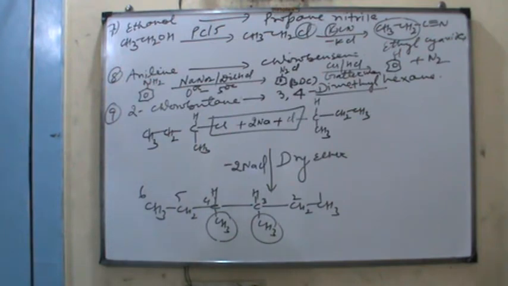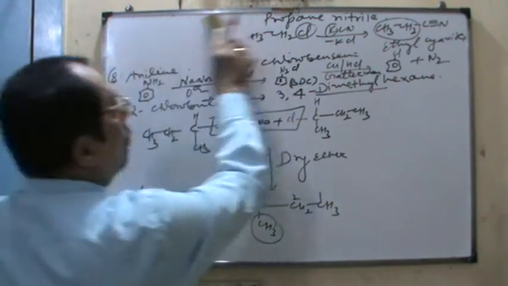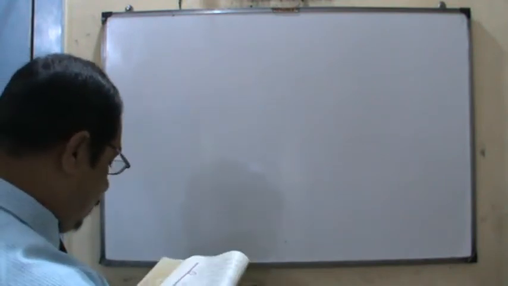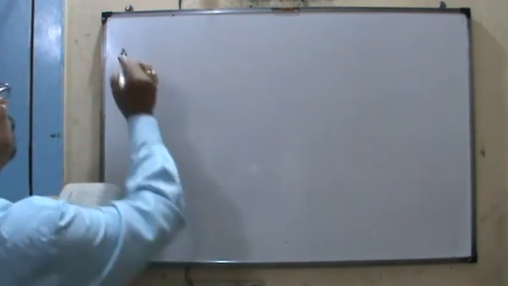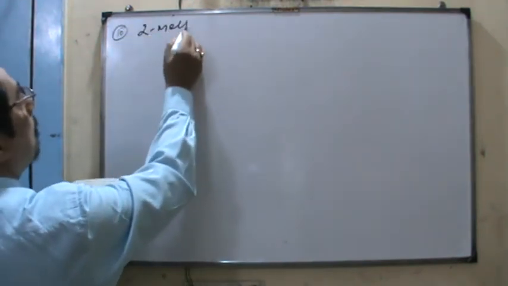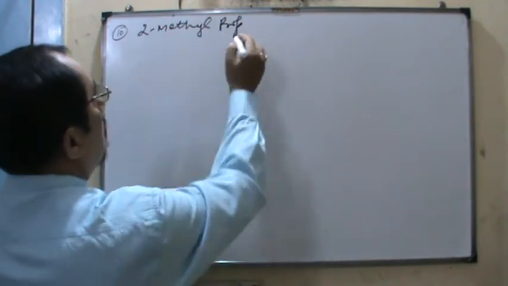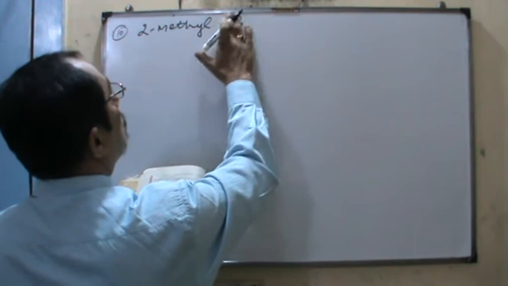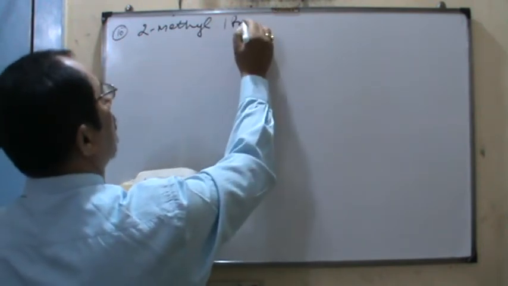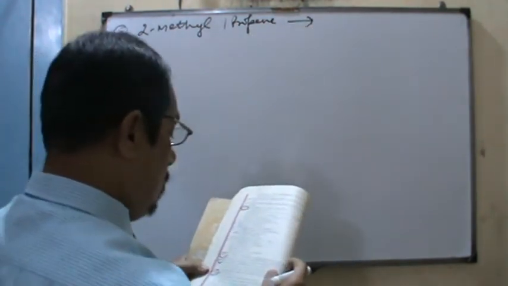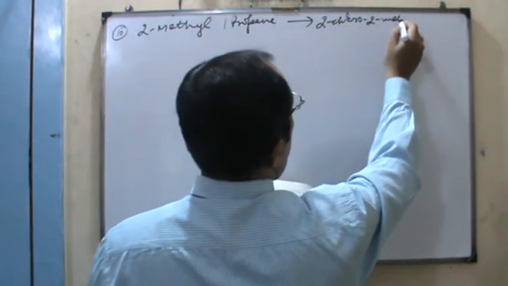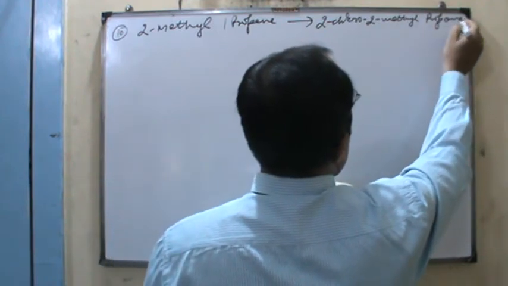Now question number 10 is 2-methyl 1-propene to 2-chloro 2-methyl propane.